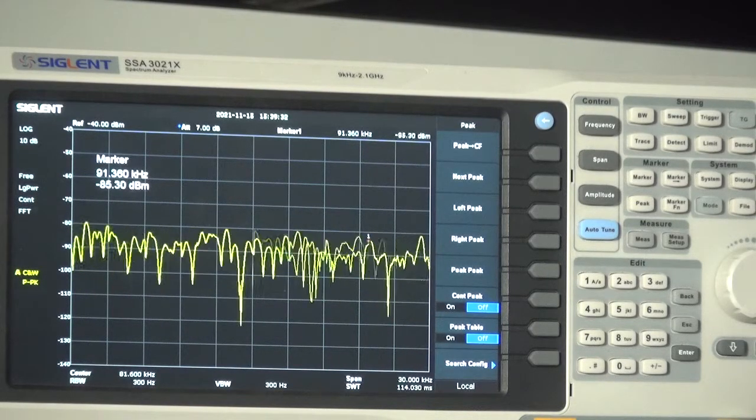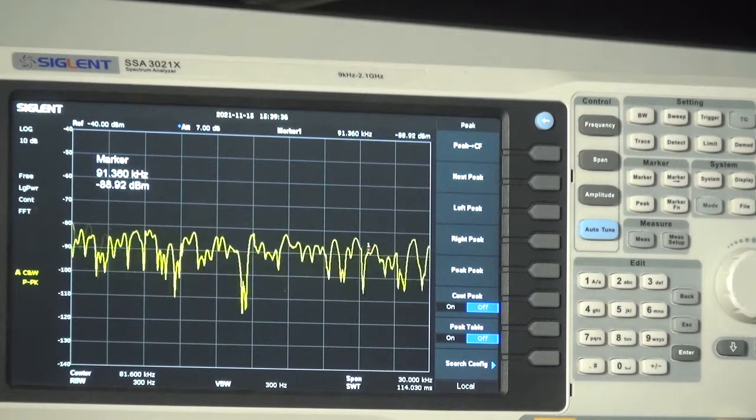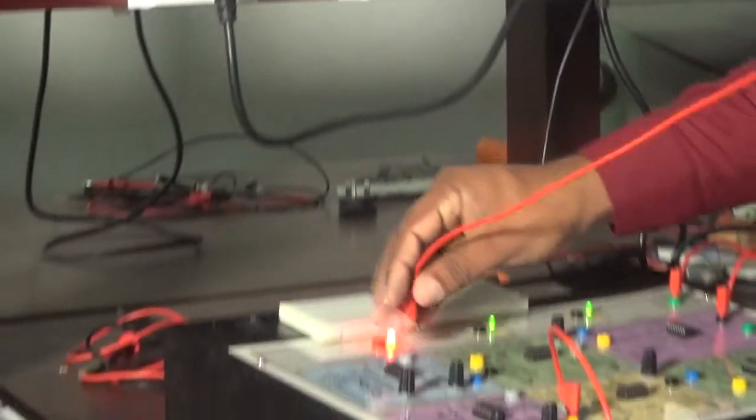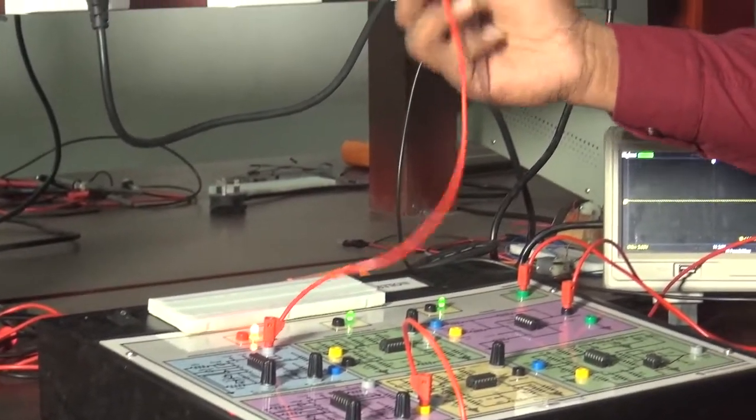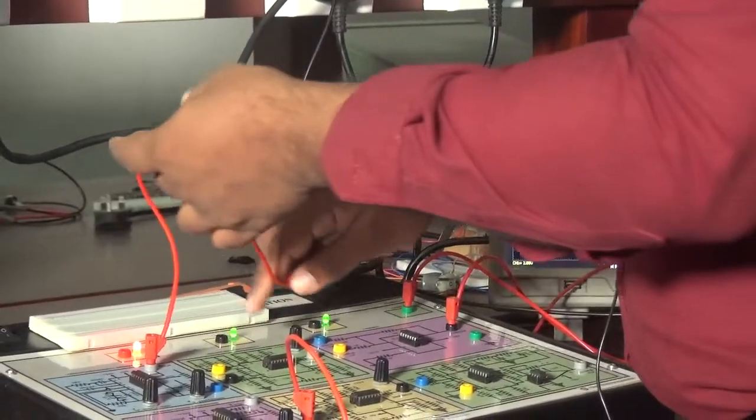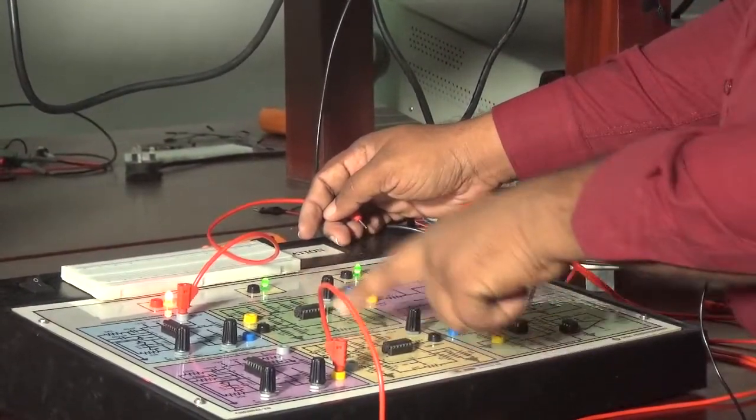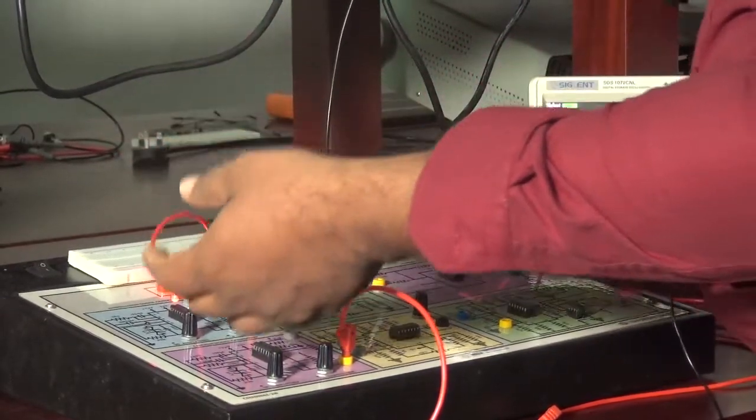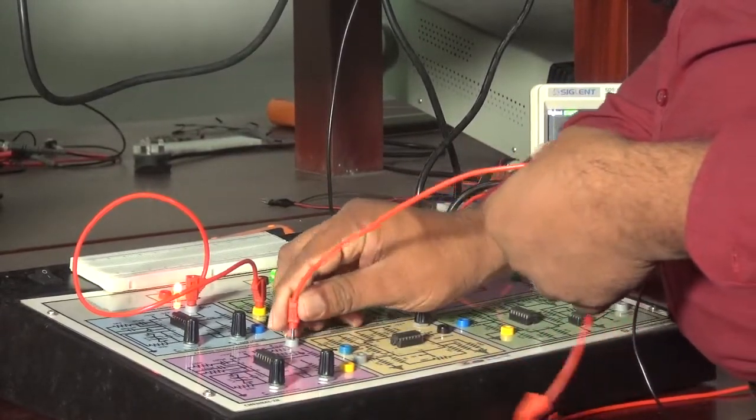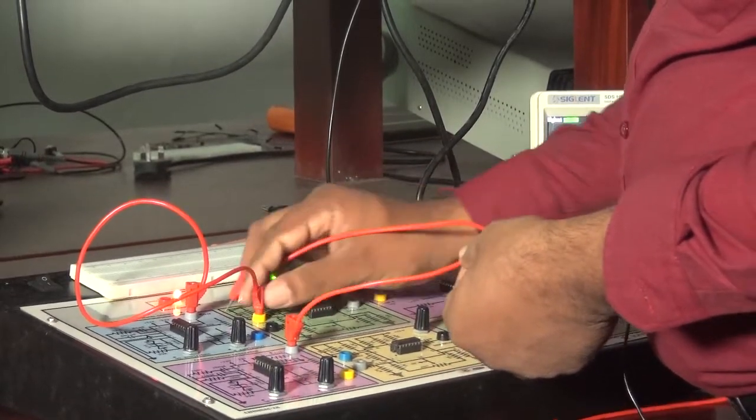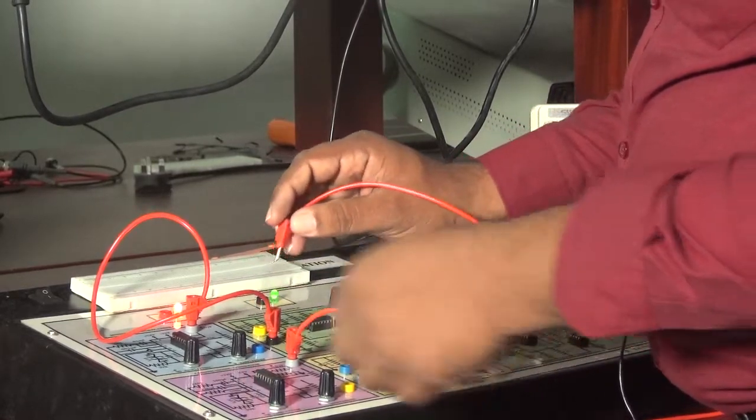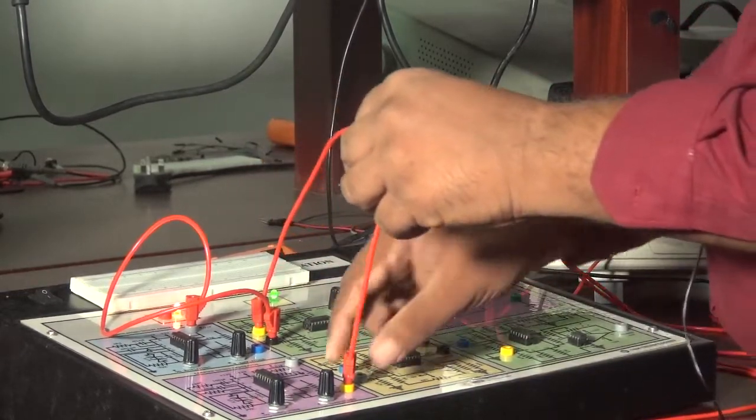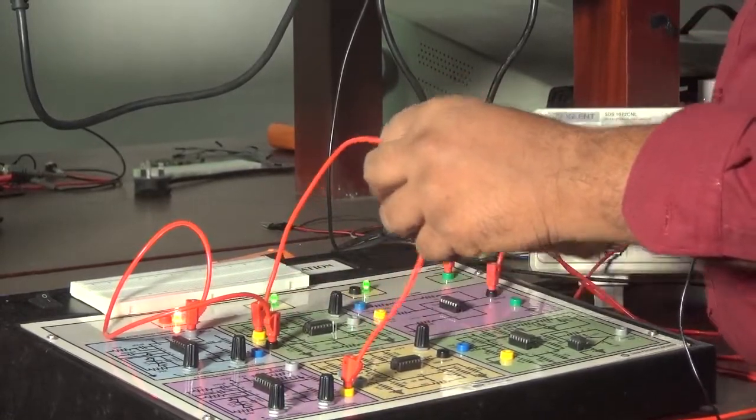Now I am going to do the modulation. Here I have the modulating signal, my information signal, a 4 kilohertz sine wave. I am going to connect it to one modulator. Here we have two AM modulators, this is the first one and this is the second one. I am connecting my information signal to the first amplitude modulator, and the 90 degree phase shifted carrier signal I have connected to the other balance modulator.